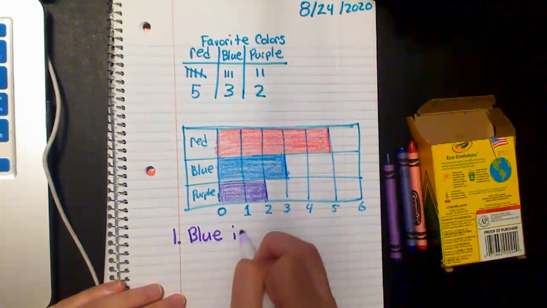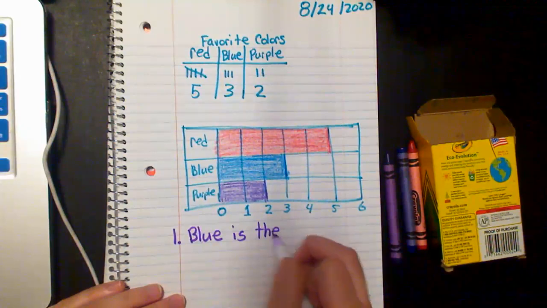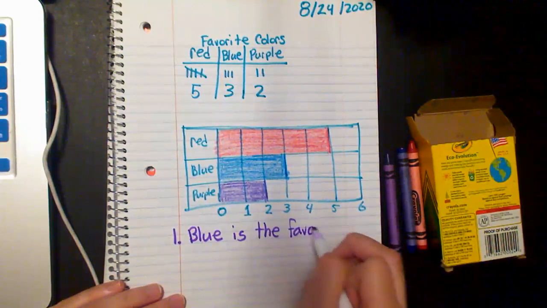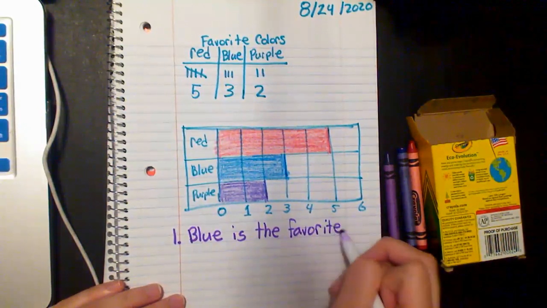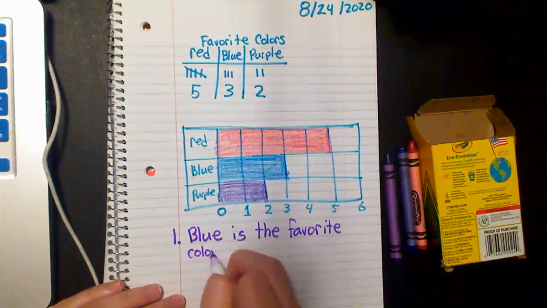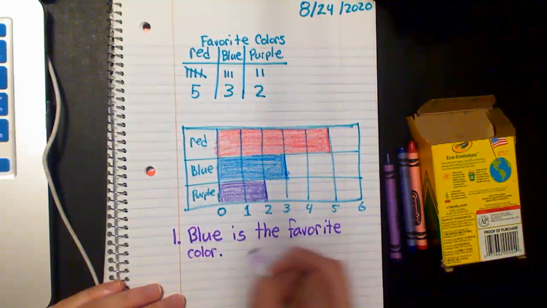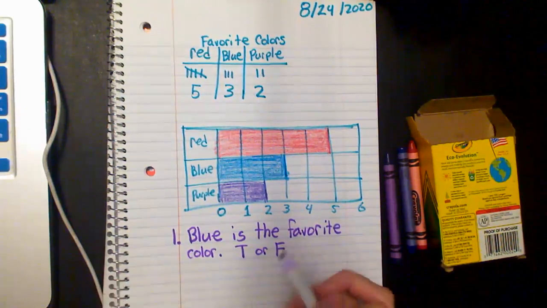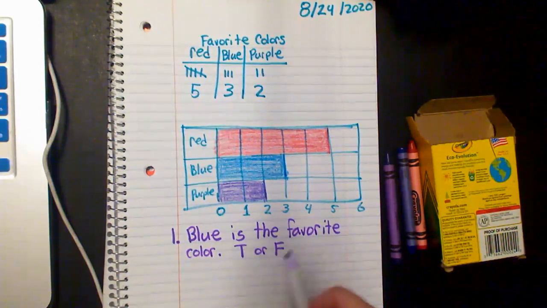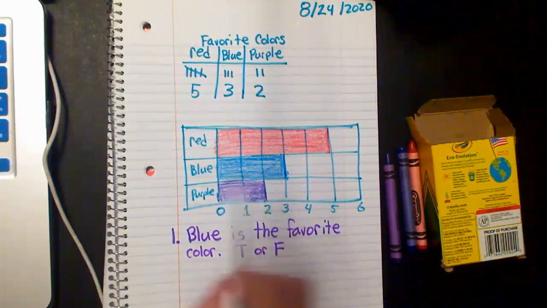blue is the favorite color. So students either need to write true or false, or you could write it with a T and F and then kids can circle which one they think it is. So you're going to look at the blue.